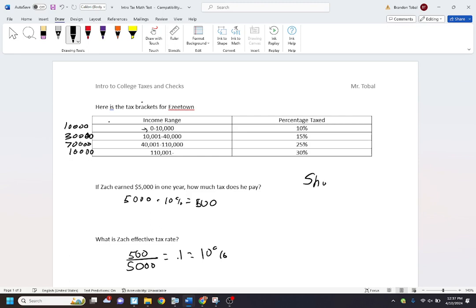So for Shul, I'm just going to do it on this part of the page. It's going to be the first $10,000 times 10%. Should feel familiar, it's $1,000. Then the next $30,000 at 15%. That's going to be 4,500.